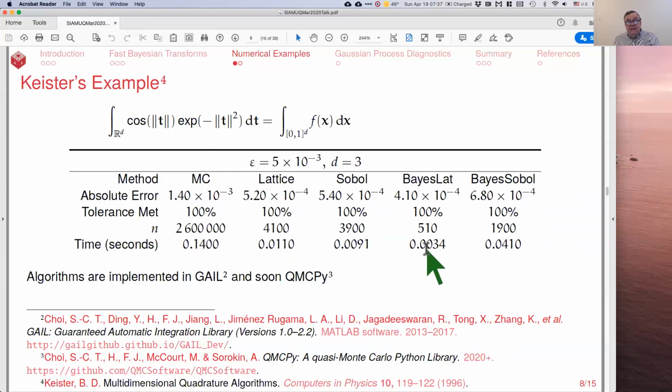If we use our Bayesian lattice or Bayesian Sobol, the ones I've just described, in this case the Bayesian lattice is faster. It's using fewer points. The Bayesian Sobol is a little slower, and probably the speed has to do with the inference. And the fact that this is faster than the corresponding lattice one is not always the case. So what we probably need to do for our Bayesian algorithms is look into the coding, because they're not quite as fast as we'd like them to be compared to these other algorithms that are not based on the Bayesian approach.